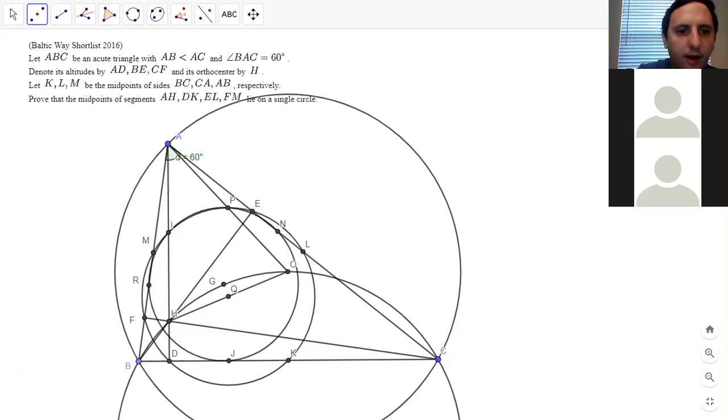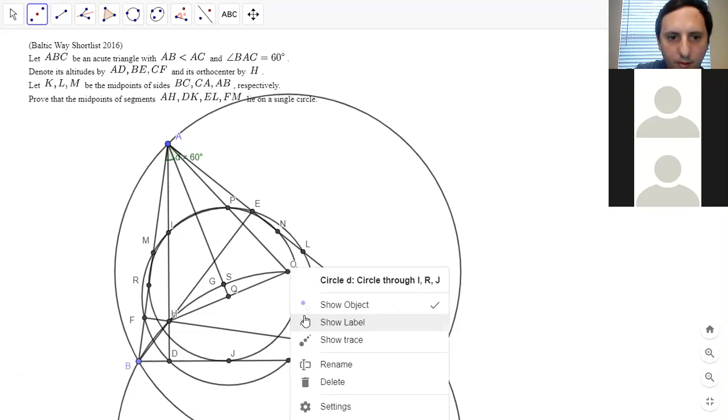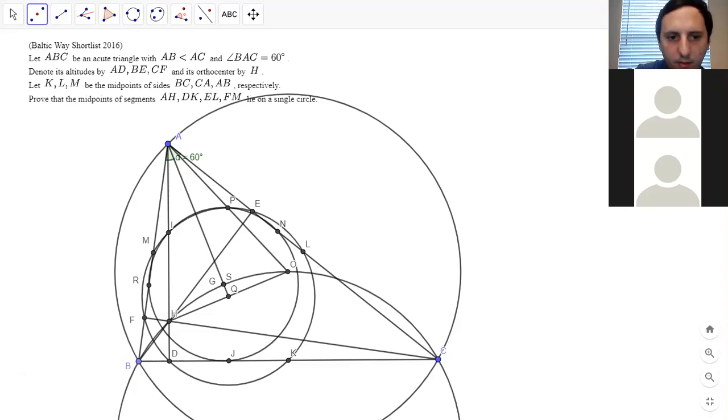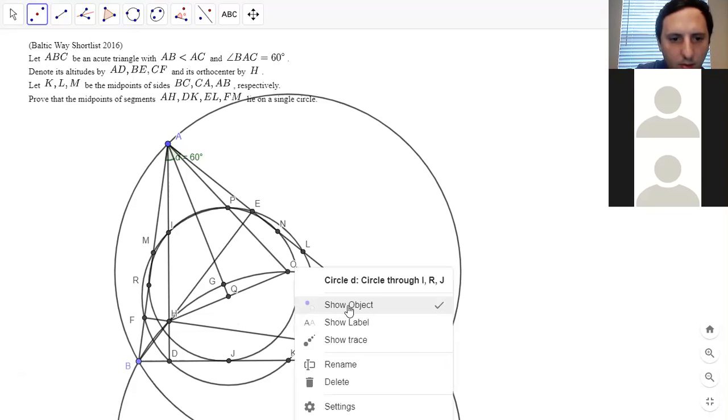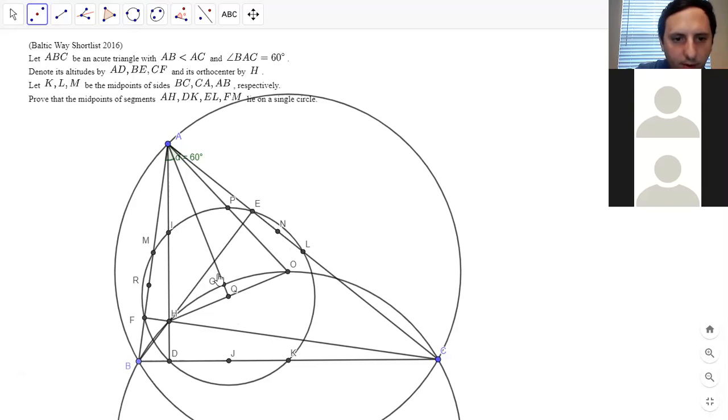Okay. Yeah, because GR isn't perpendicular, sorry. Like GR, GJ, and GN aren't perpendicular, but it's still true that we want to show it's the circumcenter. Yeah. Okay.